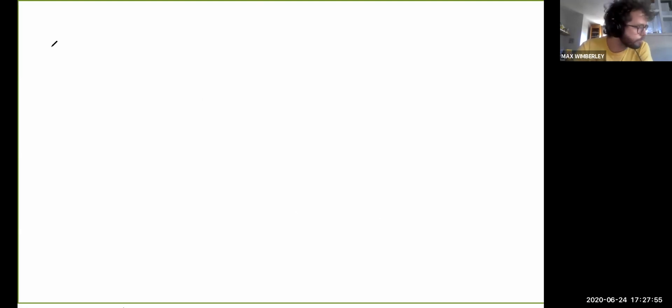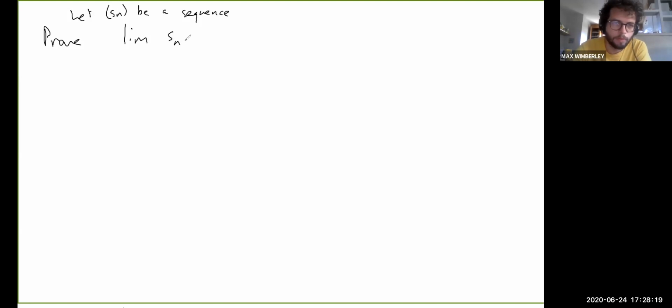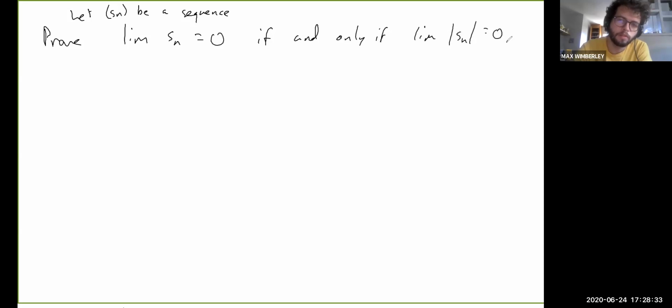So here's another thing. Let Sn be a sequence. Prove the limit of Sn equals 0 if and only if the limit of the absolute value of Sn equals 0.